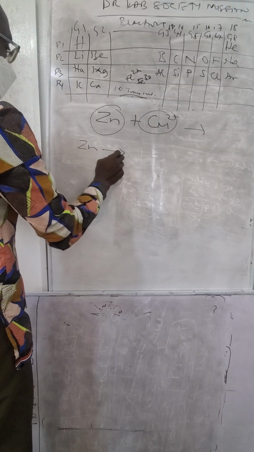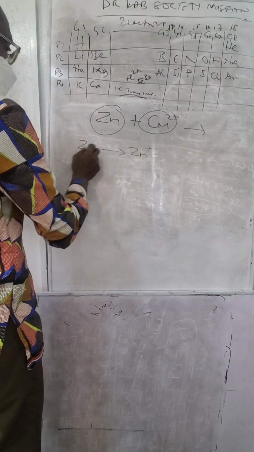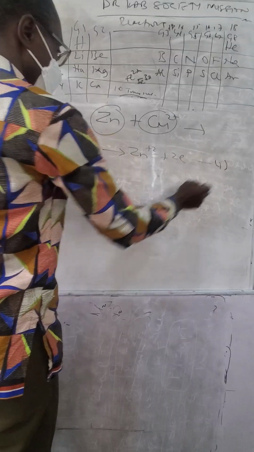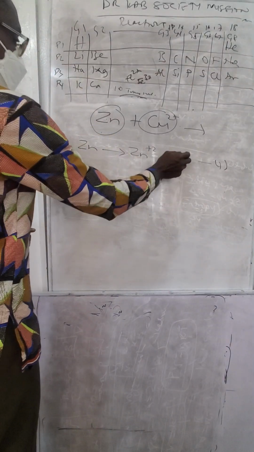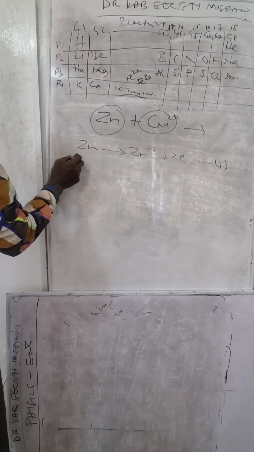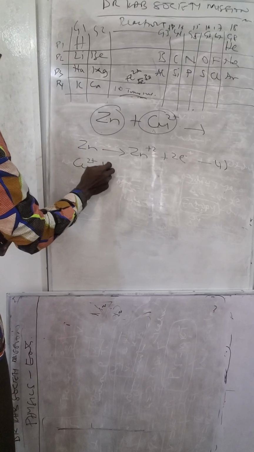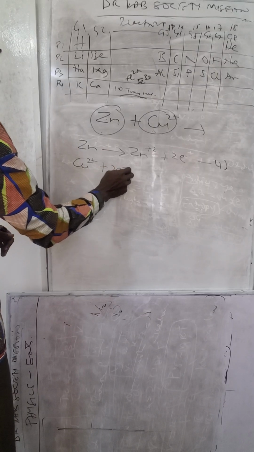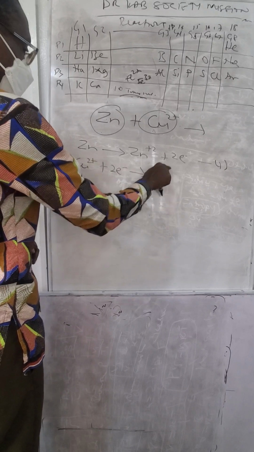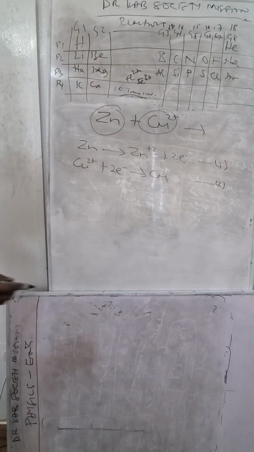So here zinc is going to be what? Zinc is going to lose 2 electrons, so it will become Zn 2+ plus 2e. This is equation 1. Now copper, what is copper going to do? Copper 2+ is going to accept electrons, so it's going to accept the 2 electrons coming, and this 2 is going to neutralize it and it will become 0, but we don't put 0, so it's Cu. This is equation 2.